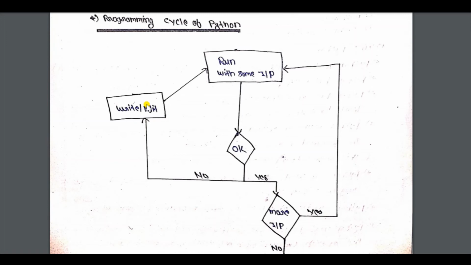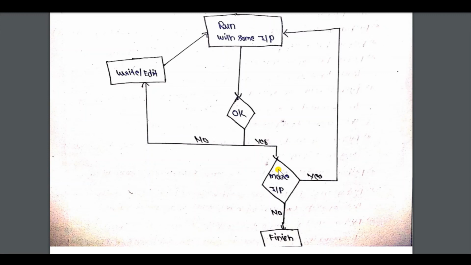Then the second step is to run the code with some inputs, and then it checks 2 conditions. If the condition is true, then you can go to the next step. Otherwise you go back to the first step, write and edit, and when your conditions are satisfied, then your program is finished.